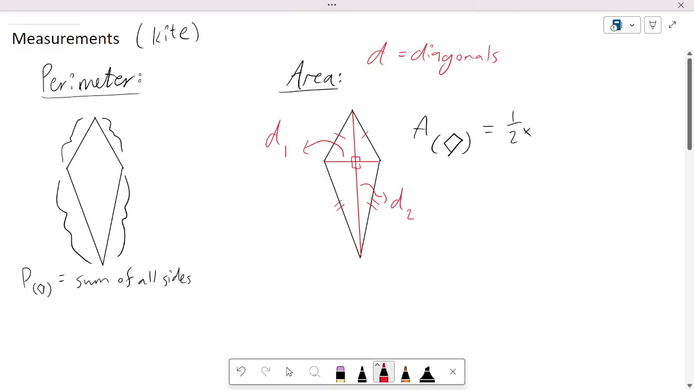That is our key over there. So we're going to multiply the half by the diagonal 1, and then multiply that by the diagonal 2. And once again, for the visual representations, I recommend looking at videos. There are very, very great videos out there that actually show you how you can get these areas.